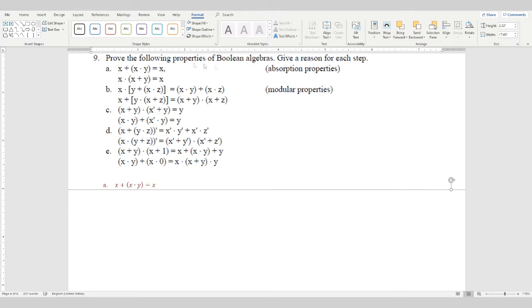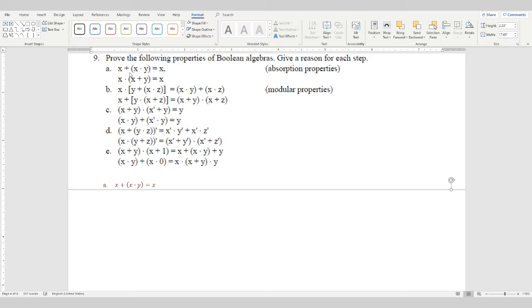Okay, so for this problem, we have 5 different properties to verify. Each of them comes in 2 different forms, basically, if we swap the multiplication and addition here. Looks like we get equivalent forms of all of these different things. So we're just going to focus on this first one, 9a, and try to prove these equations.